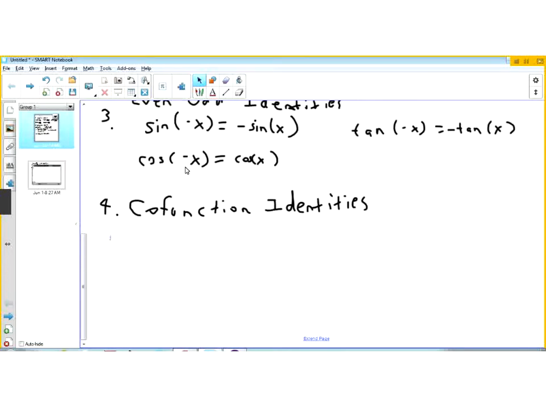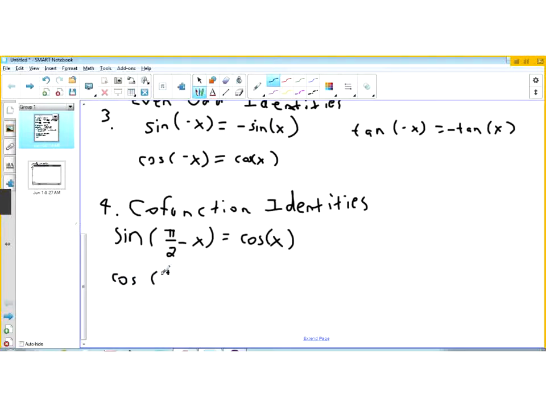We have the sine of pi halves minus x is equal to cosine x, and we discovered that graphically. You can also discover this using a function table. The cosine of pi halves minus x is equal to sine x. And I believe WebAssign may ask you to verify this result using a function table as opposed to a graph.